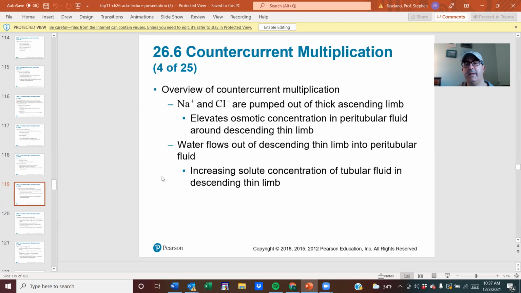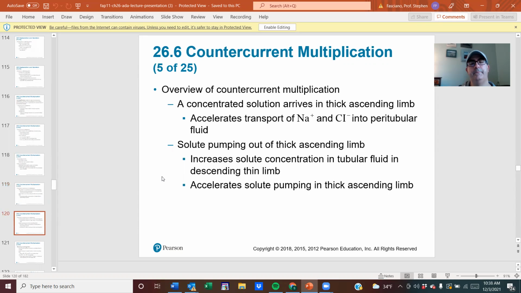This elevates the osmotic concentration around that thin limb. Water flows out of the descending thin limb and into the peritubular fluid, and that increases the solute concentration of the tubular fluid in the descending thin limb. So then what arrives in the thick ascending limb is a concentrated solution with a lot of sodium and chloride, and the solute pumps out of the thick ascending limb.